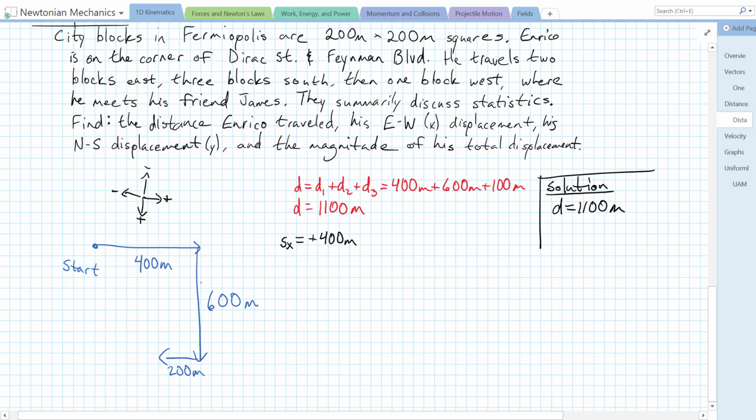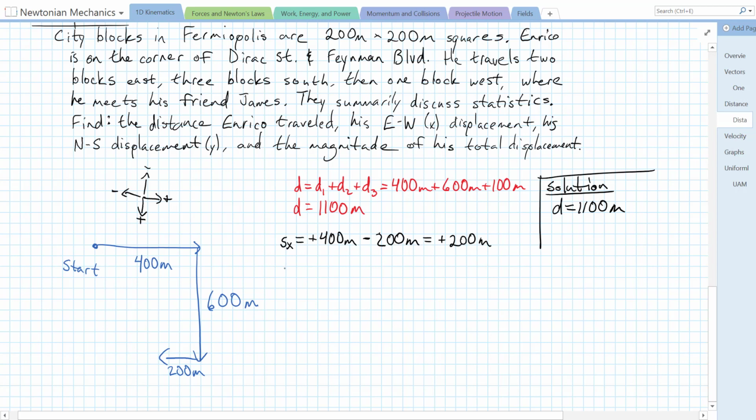600 meters was in the north-south direction. It doesn't affect our east-west motion. And then we did 200 meters to the west, so that's a negative displacement of 200 meters, which gives us an x displacement of positive 200 meters, or 200 meters to the east.